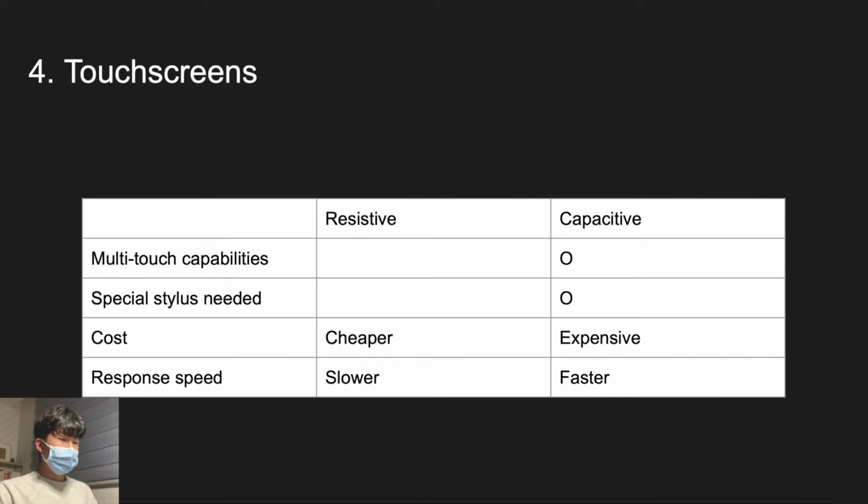And resistive touchscreen is relatively cheaper, and capacitive touchscreen is relatively quicker in response. So as you see, capacitive touchscreens have quicker responses, so they are mainly used in the smartphones that we use. But these are the differences that you have to know between the touchscreens, and we'll move on to digital camera.